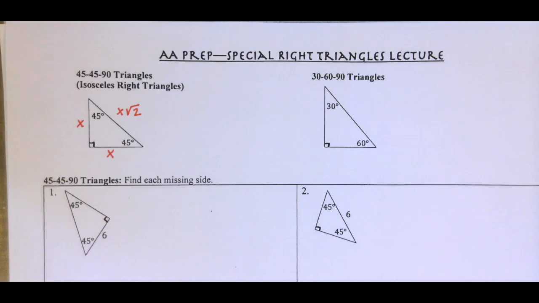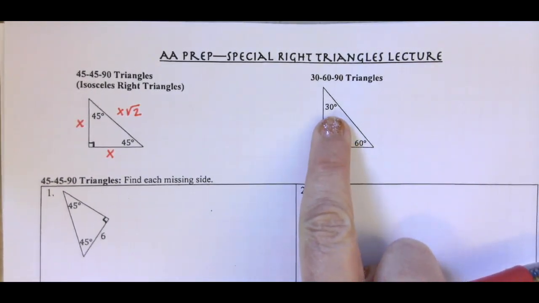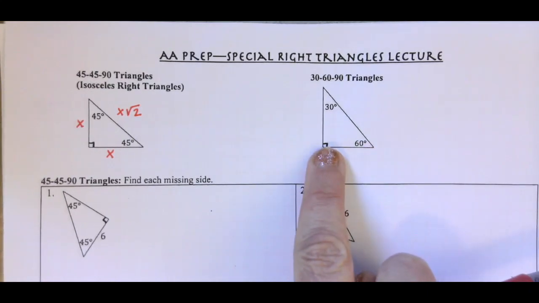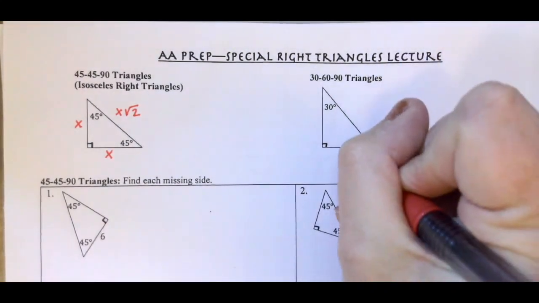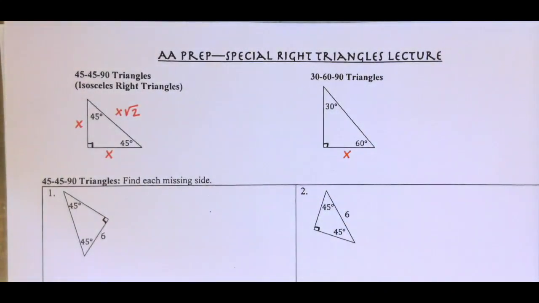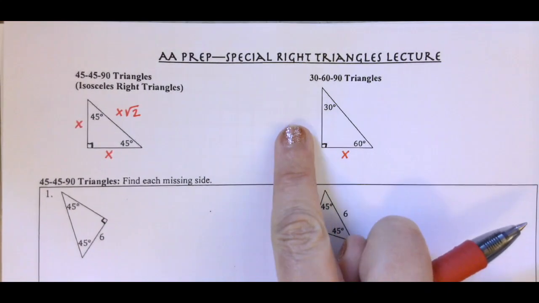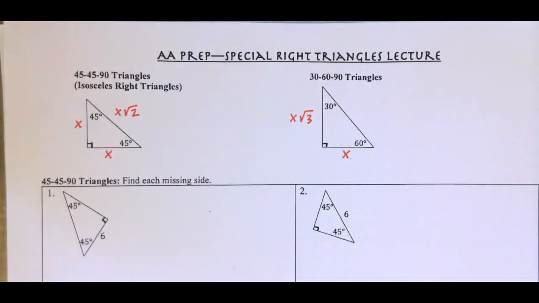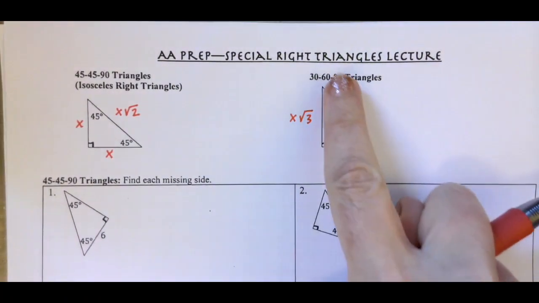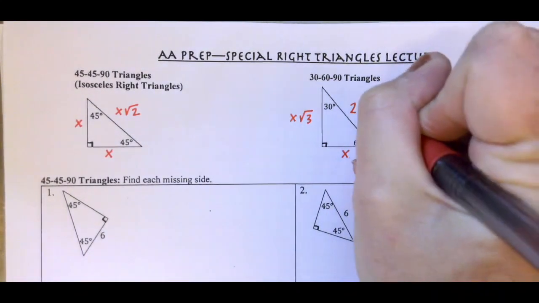Okay, when it's a 30, 60, 90 triangle, we have a 30-degree angle, a 60-degree angle, and a 90. So opposite the smallest angle is the smallest side. So that short leg we call x. Right, that is our short leg. And then the middle angle is opposite the middle side. This is our longer leg. This always ends up being x times the square root of 3. And then opposite the right angle is always the largest side. That's our hypotenuse, and that's 2x.